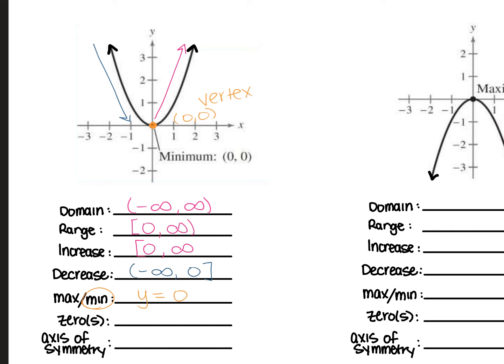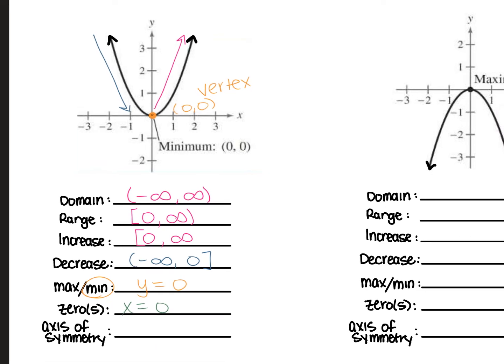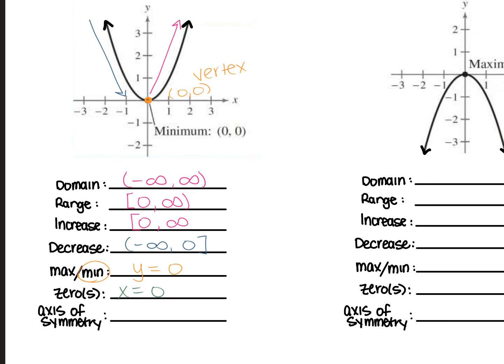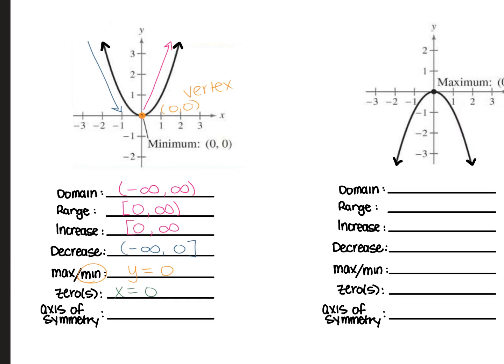Your zeros are where that parabola or that line crosses your x-axis, is what x is equal to. In this case, it only touches your x-axis once at 0, 0, so your zeros are just x is equal to 0. Your axis of symmetry is that invisible line that cuts the parabola in half vertically. So that would be here, right down the middle at x is equal to 0. It's also whatever the x value is from your vertex.